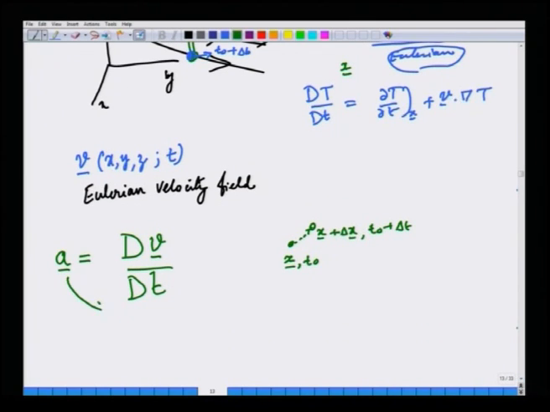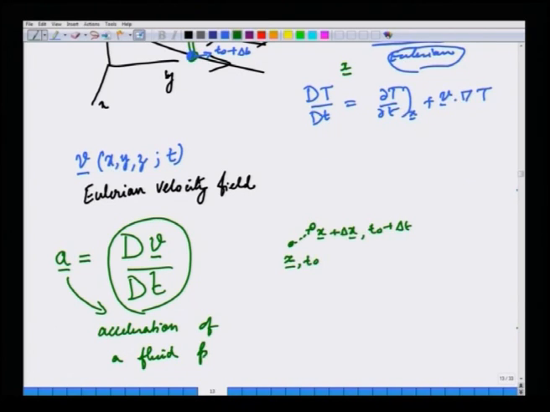In the Eulerian description, the acceleration of a fluid particle is obtained by the substantial derivative. This is the acceleration of a fluid particle, which is equal to the substantial derivative of the Eulerian velocity field.